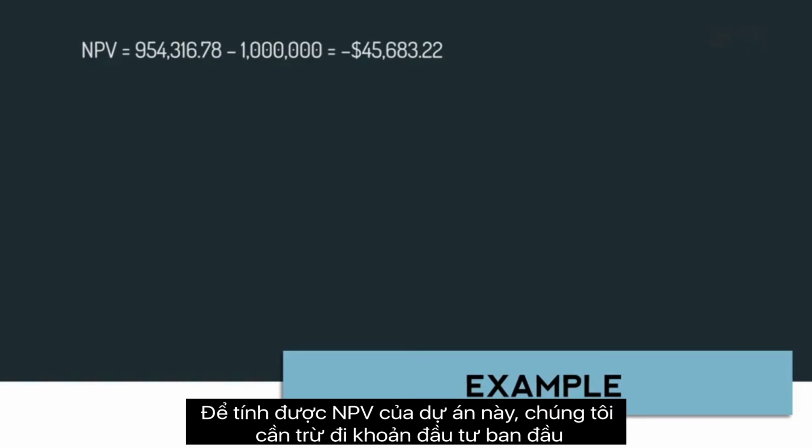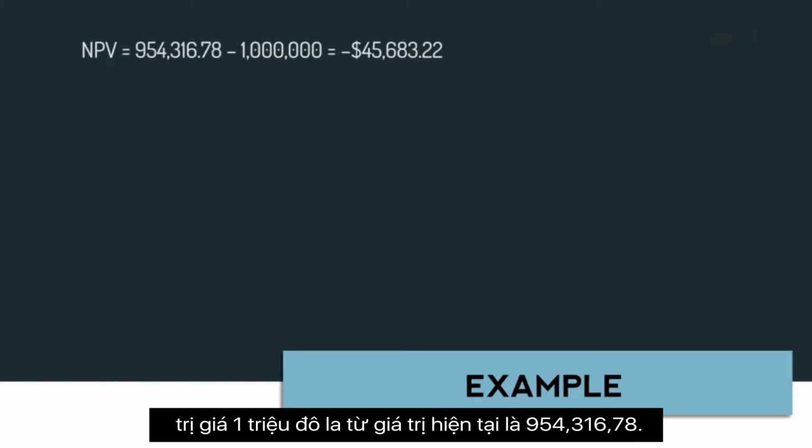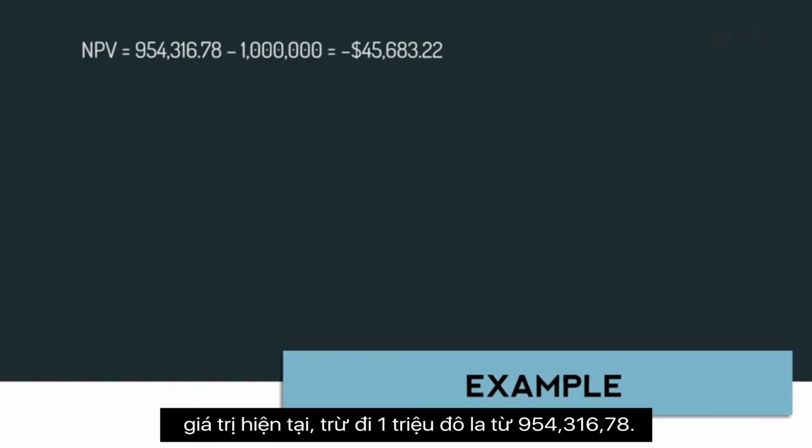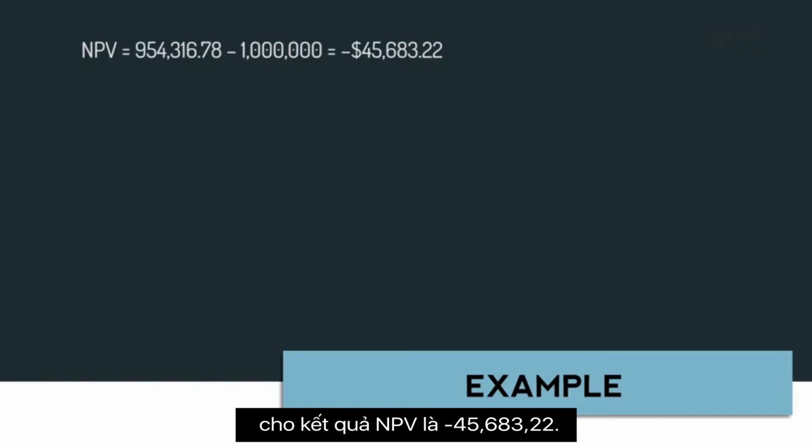To get the NPV of this project, we need to subtract the initial investment of $1 million from the present value of $954,316.78. We do not have to discount the initial investment as it is already measured in present value terms. Subtracting the $1 million from $954,316.78 gives us an NPV of negative $45,683.22. So what does this number mean?